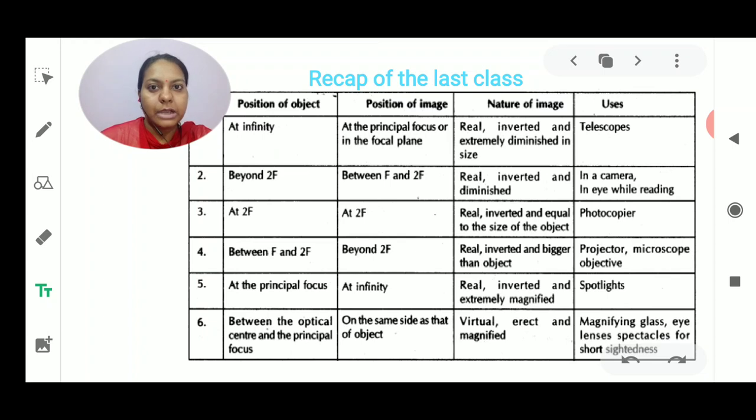Then we saw that whenever light strikes a surface, it follows certain laws. There are two laws of reflection. The first one is that the incident ray, the reflected ray, the normal and the point of incidence all lie on the same plane. We have also discussed that we can get reflection from curved surfaces, or through curved mirrors like the concave and convex mirrors.